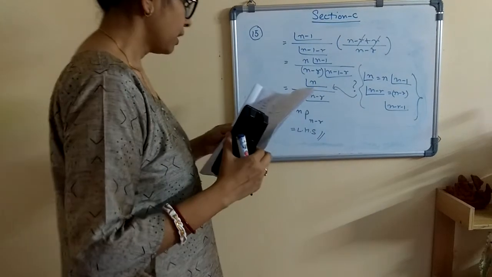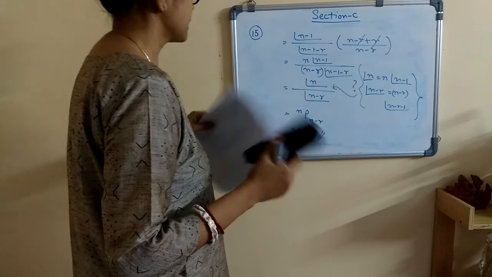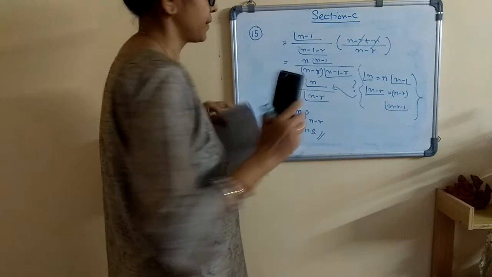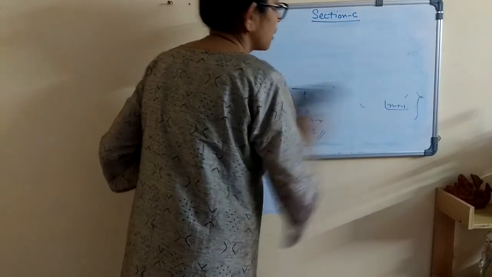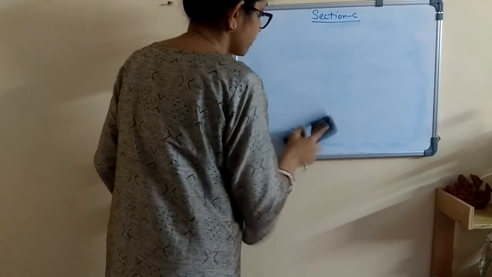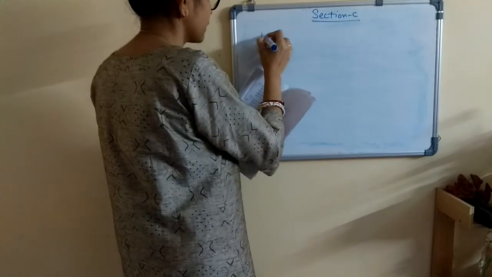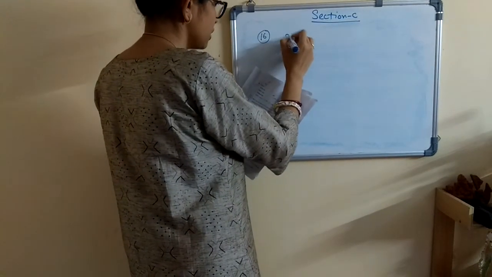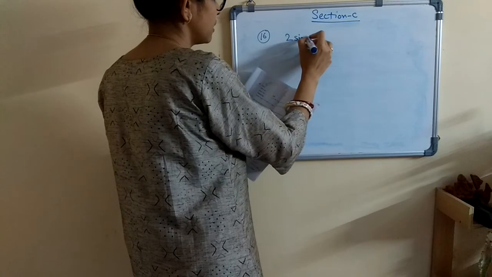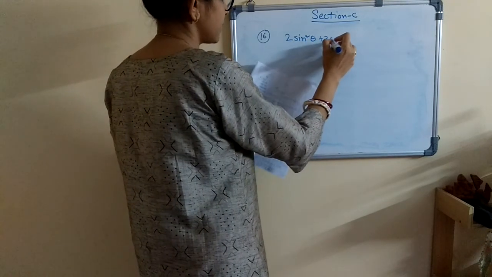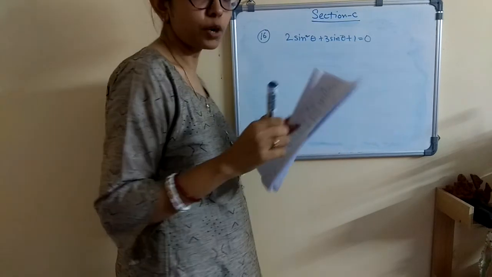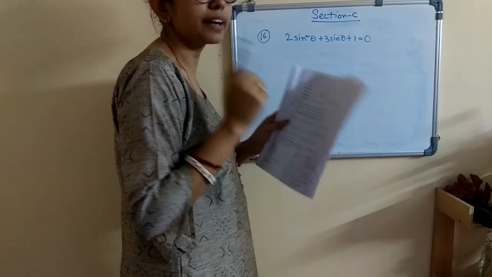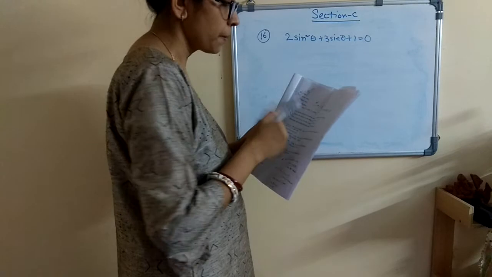So now see, question number 16. It is from the chapter of trigonometry. Let's solve it. What it is given, we have to find the value of theta. Question number 16: it is given 2 sin square theta plus 3 sin theta plus 1 is equal to 0, and the most important thing is the value of theta should be greater than 180 and less than 540.